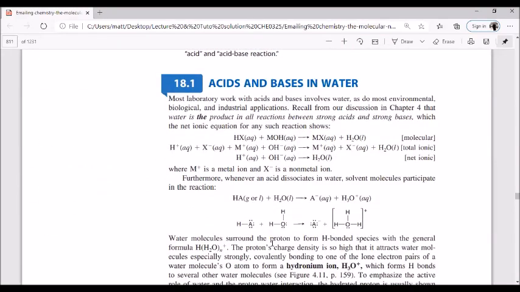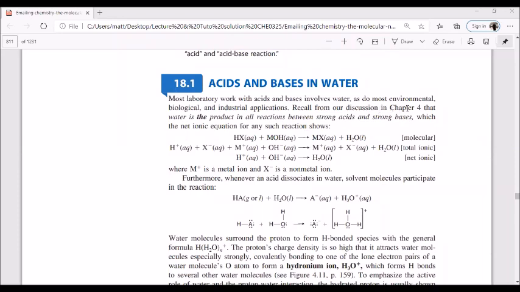Acid-base in water. Most laboratory work with acid and base involves water, as do most environmental, biological, and industrial applications. So for acid and base to react properly, both of them must involve water as their solvent, in aqueous solution.